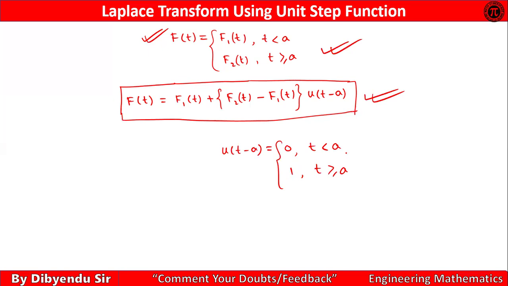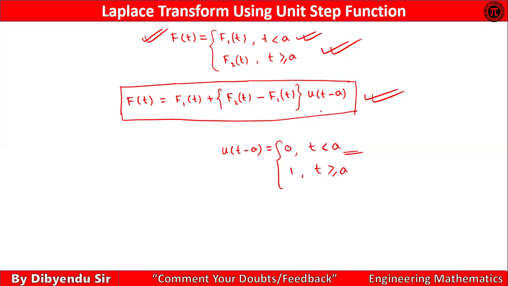Now, when t is less than a, the value is 0. Let's say I am taking t less than a. So obviously u(t minus a) will be 0. That means f2(t) minus f1(t), this portion is cancelled. This is 0, so you are getting f(t) equals f1(t). Here, when t is less than a, f(t) equals f1(t).